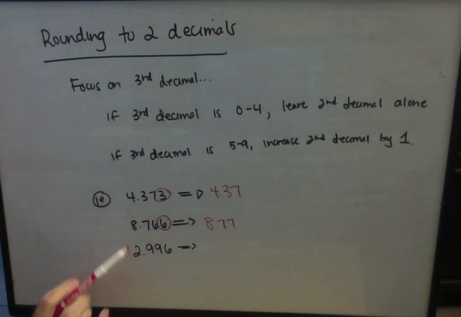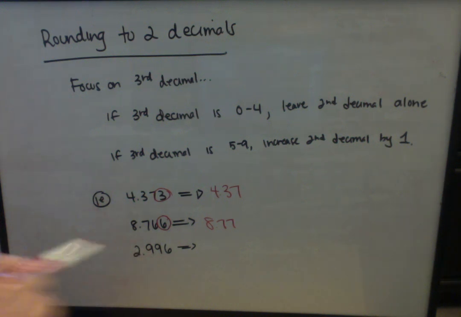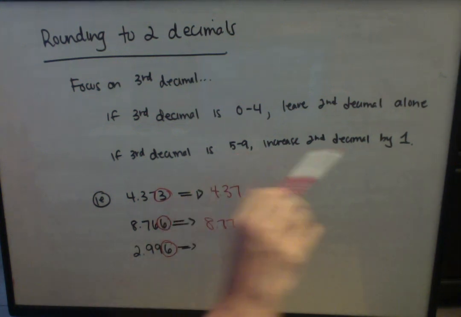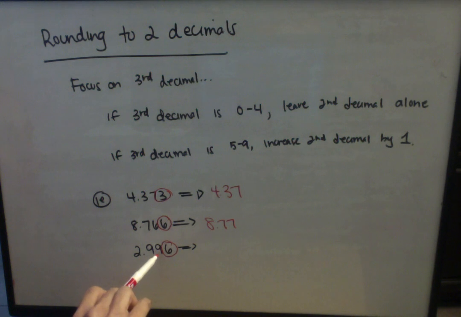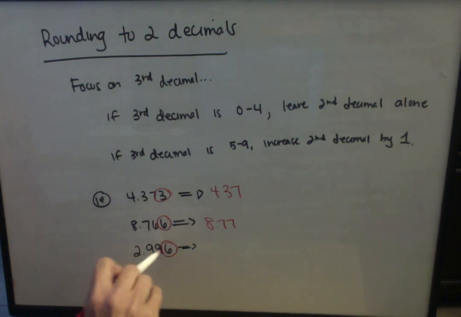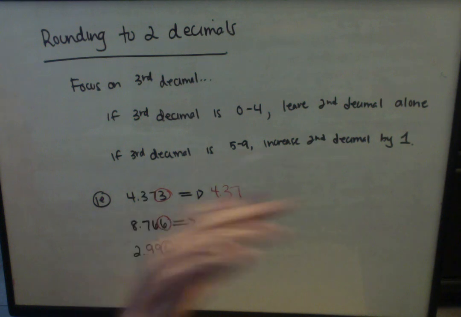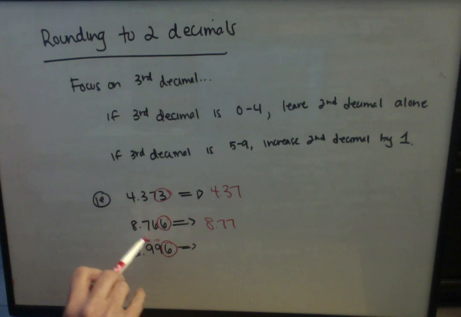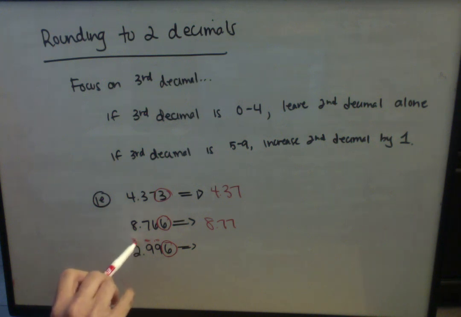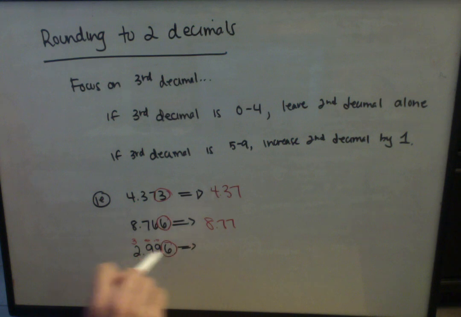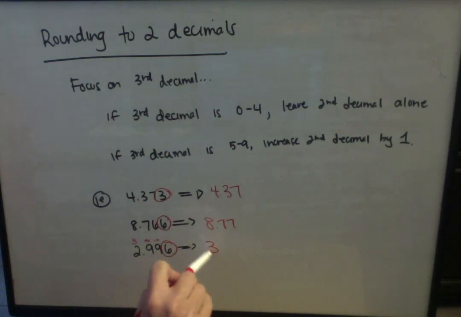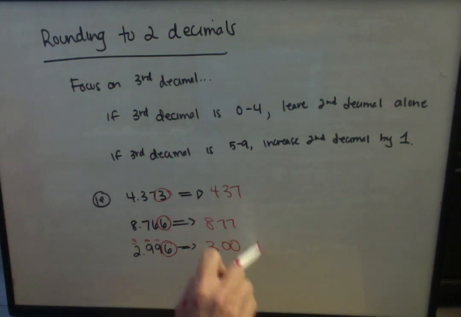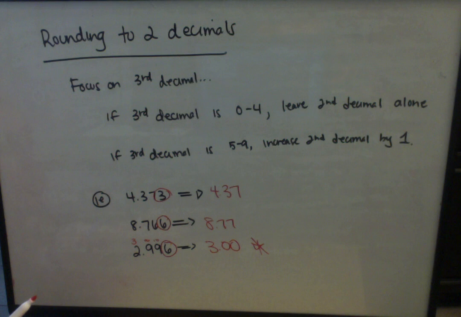All right, this third one's a little trickier. So 2.996. Again, we're going to focus on this decimal here. So the 6 is 5 to 9, so we're going to have to increase the second decimal by 1, but it's already a 9. So we're essentially going to increase this to a 10, which is going to increase this to a 3. So 2.996 rounds to 3.00.